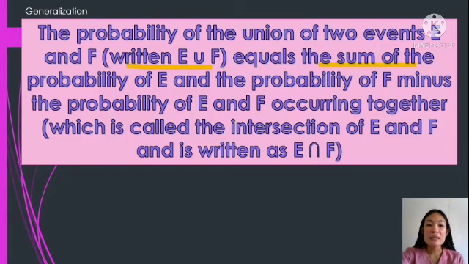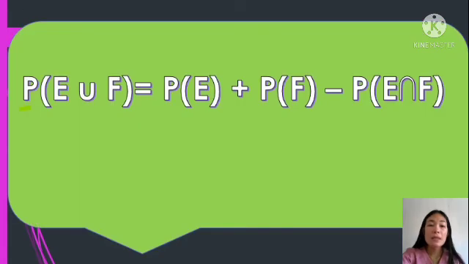To generalize that idea, the probability of the union of 2 events E and F, written E union F, equals the sum of the probability of E and the probability of F minus the probability of E and F occurring together, which is called the intersection of E and F, and is written as the intersection of E and F. But this is probability of E union F equals the probability of E plus probability of F minus the probability of E intersect F.